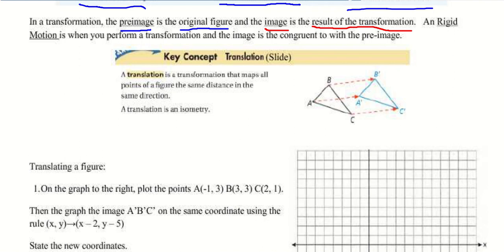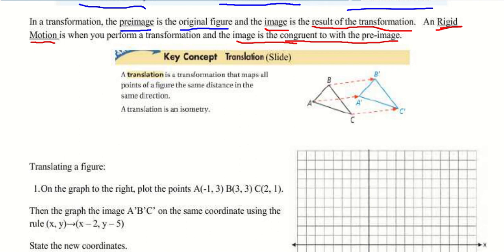Next, we're going to hit on this vocab word, which is called a rigid motion. A rigid motion is a transformation that results in a congruent figure, where the image is congruent to the pre-image. When we say congruent, we mean same size, same shape, then we know that you've performed a rigid motion.